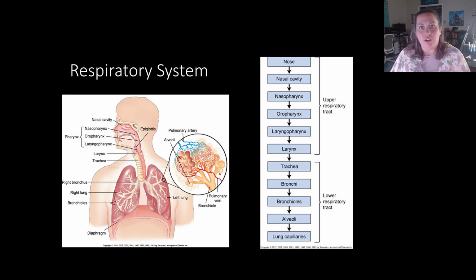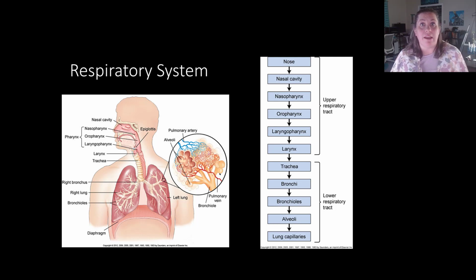So structurally we can have a division based on these structures, and the division happens right here at the larynx. The larynx is known as your voice box, and so anything at your voice box or above is going to be part of the upper respiratory system. So this of course includes your nose. It also includes your nasal cavity as well as your throat, which is your pharynx.